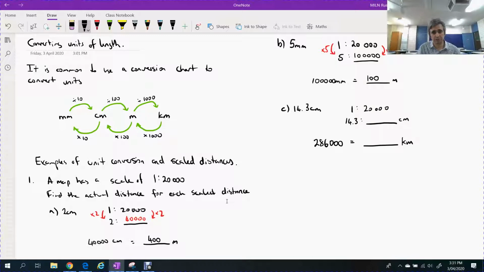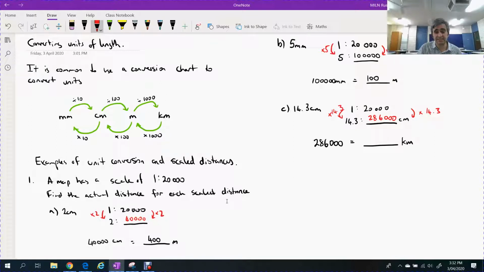Now let's have a look at 14.3 centimetres in this. So 1:14.3, and that's going to be times by 14.3. Then I have to do the same to this side. Now I'm not going to do that in my head, I worked it out earlier, it's 286,000. I hope so anyway.